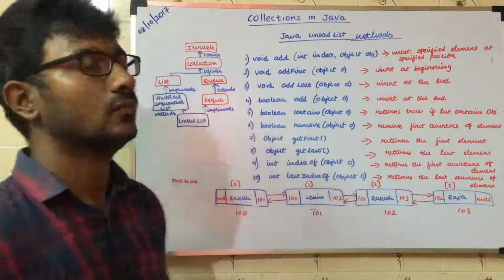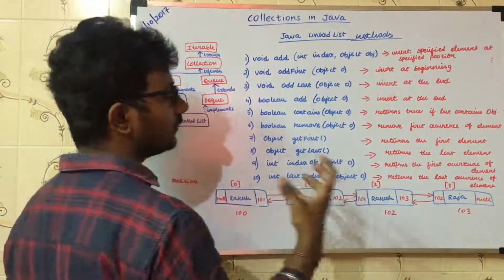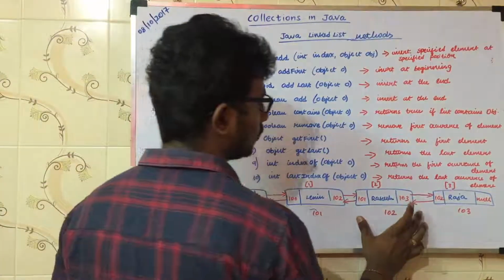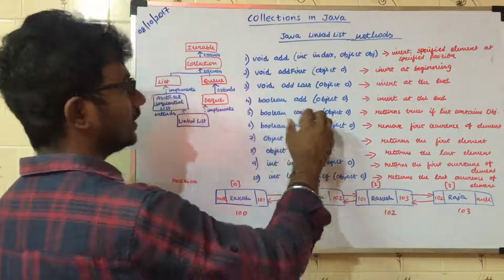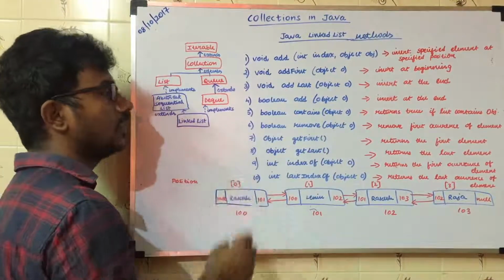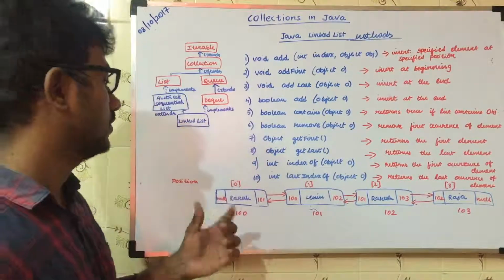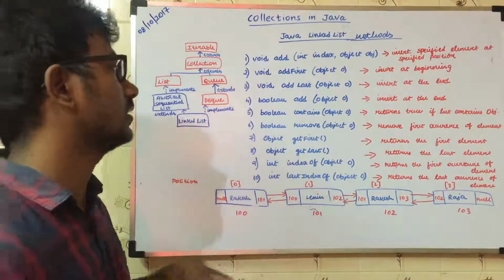Boolean remove object. What it does is it will try to remove the first occurrence of this object. For example, here Rakesh is present at the 2 positions 0 and 2, but it will try to remove the first occurrence index node. So here the 0th position gets deleted.